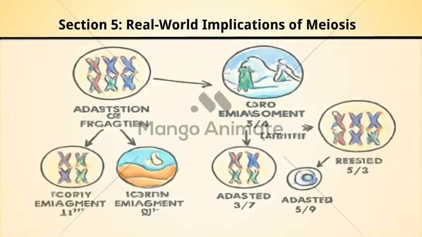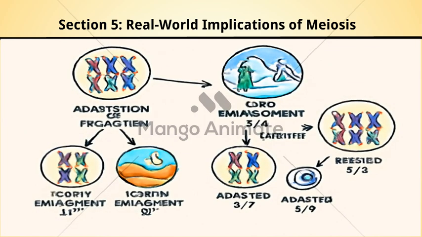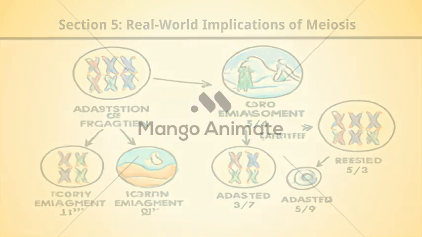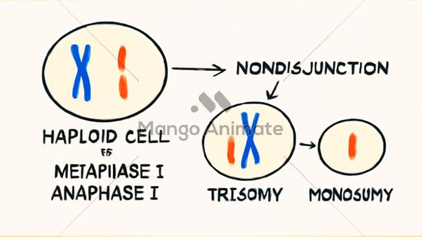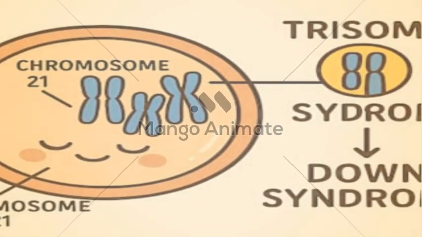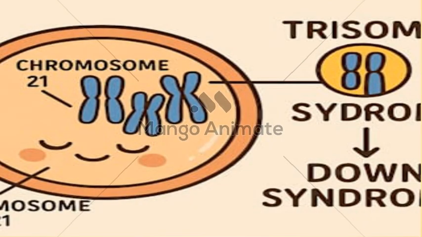Section 5. Real-world implications of meiosis. The genetic reshuffling that meiosis provides is essential for evolution and adaptation. Without it, populations would lack the variability needed to survive changing environments. However, meiosis is not foolproof. Errors such as non-disjunction, where chromosomes fail to separate properly, can lead to genetic disorders. For example, if an extra copy of chromosome 21 is present due to non-disjunction, the individual will have Down syndrome.